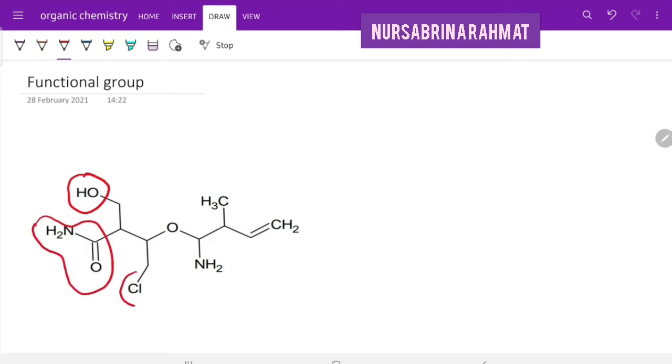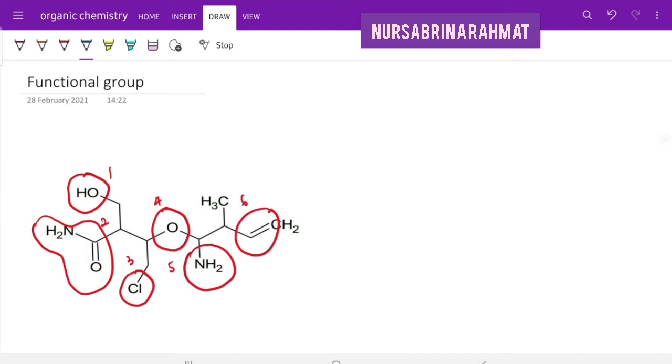The third functional group is this halogen. Then we have here O, and then NH2, and lastly, we have this one. In total, we have 1, 2, 3, 4, 5, and 6 functional groups. Let's look at them one by one and name the functional groups.